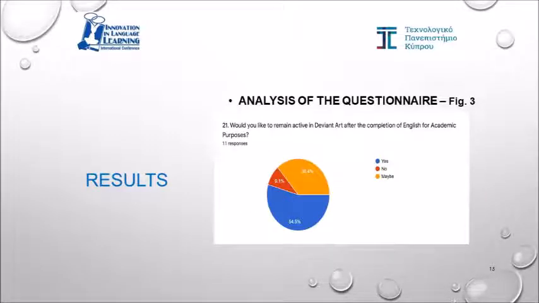Moving on to slide 15, we can see the last question. Now, Figure 3 shows the students' answers on whether they would like to continue their activity after the termination of the course. So we can see that 54.5%, that's 6 out of 11 students, would like to remain active on DeviantArt, whereas 4 students answered maybe. So again, this reinforces the qualitative analysis and the students' moderate intention of future DeviantArt activity.